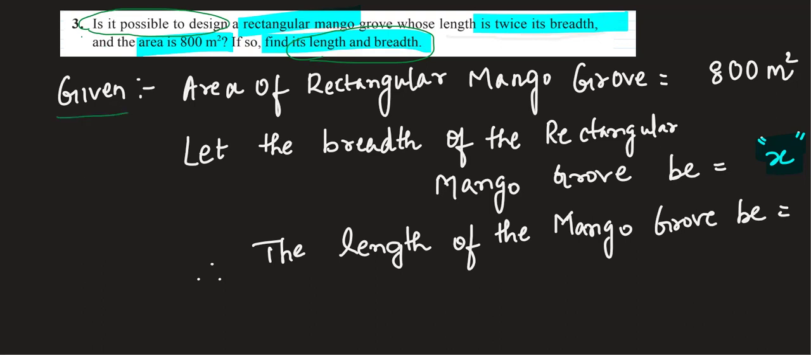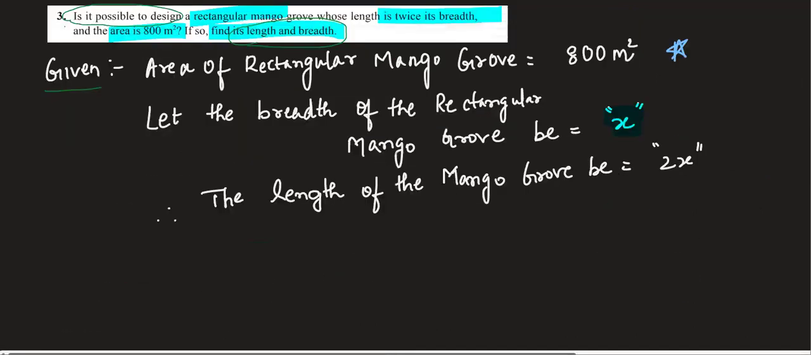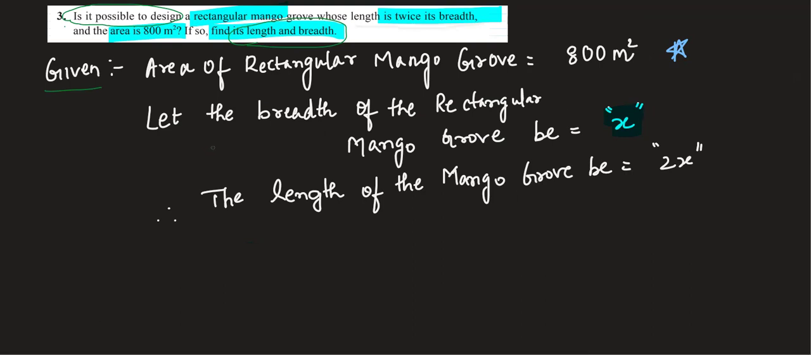Now let's write first of all what is given in this question. The area of the rectangular grove is 800 meters square. Now let the breadth of the rectangular grove be x. Then the length will become 2x. Why 2x? Because it's given in the question that length is twice its breadth. So we are going to take B as x. Then L will be 2 times x, that is 2x.